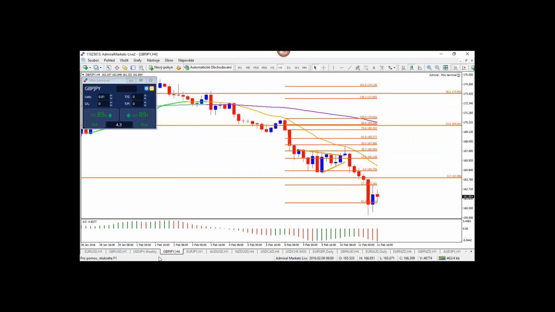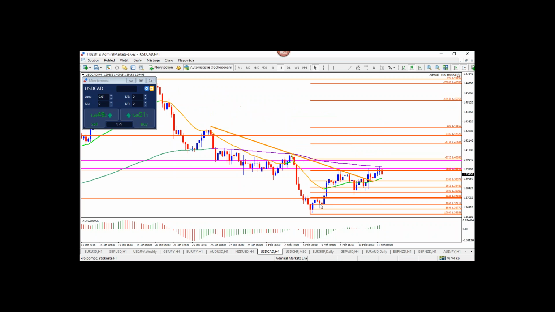So let's take a look at some other charts to see if we can see some confluence here. You can see minus 272 target, pretty much equal to this resistance as well. So simple things like that, looking at pivot points, looking at where the moving averages are.